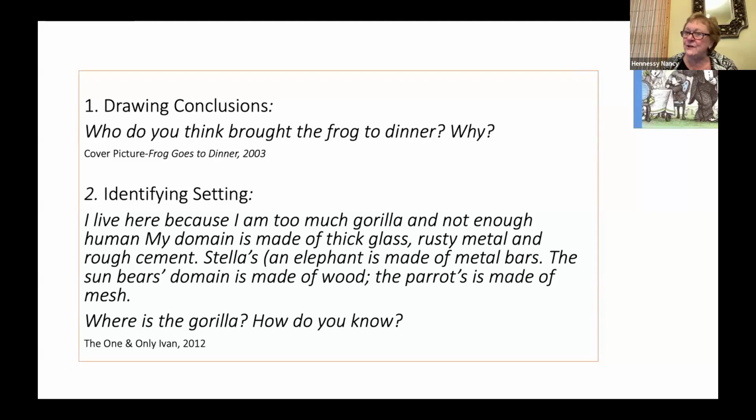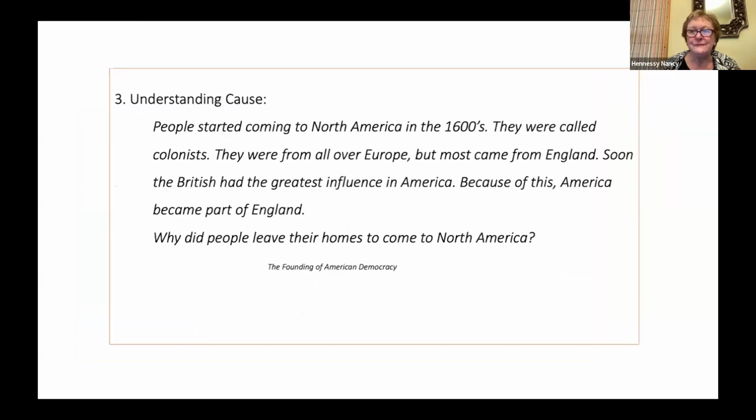Identifying setting, and we already talked about this one. Where is the gorilla and how do you know, right? So very often in narrative text, we might have lots of description of the setting before we actually are told what the exact setting is, even understanding why that setting has been used, right?